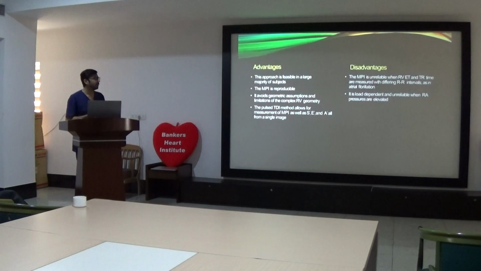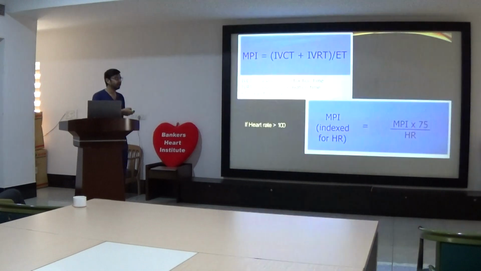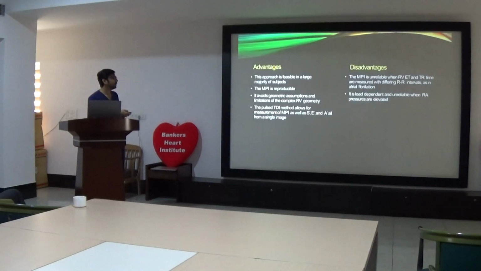What are the disadvantages? Myocardial performance index is unreliable when the right ventricle ejection time and ER time are measured by defining the RR interval. We have to see that the RR interval is regular. If the RR interval is irregular, like atrial fibrillation or something like that, we cannot calculate it, because the RR interval is uniform in pressure. It is load dependent and unreliable when the right atrial pressure is elevated.